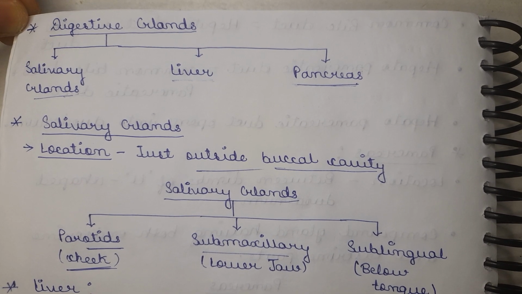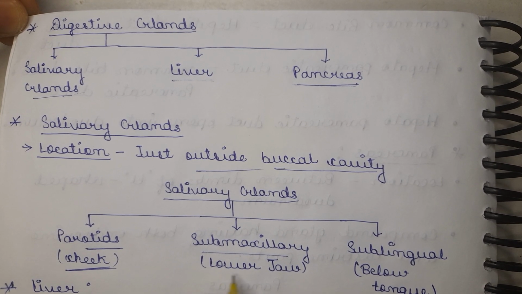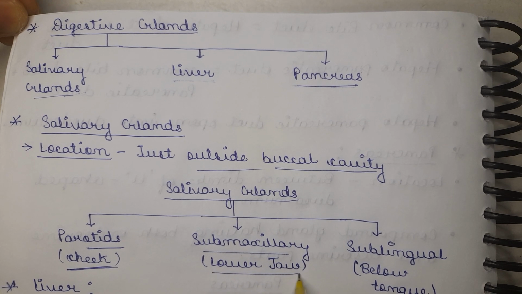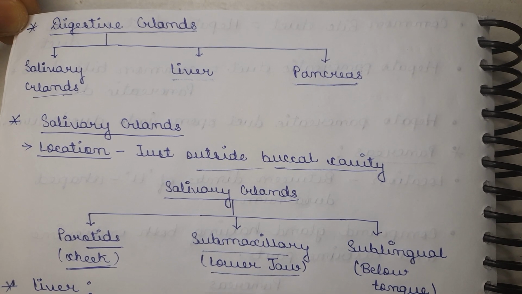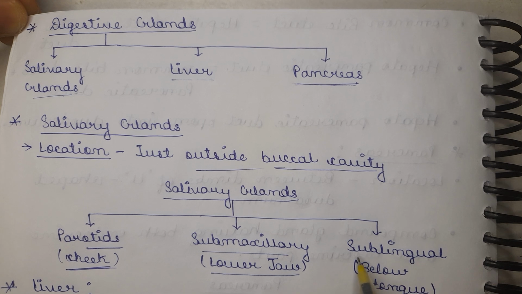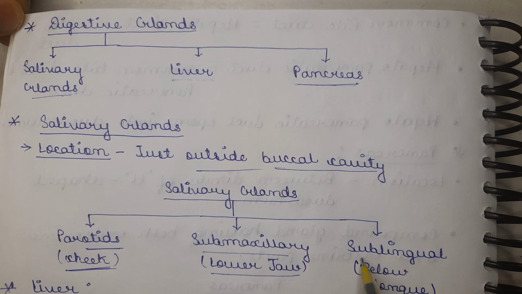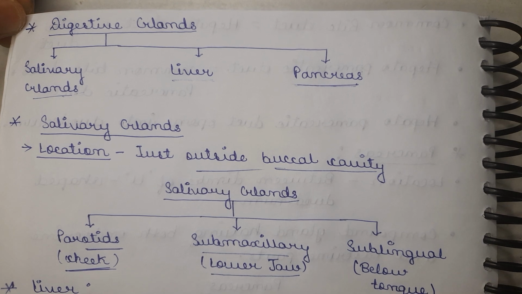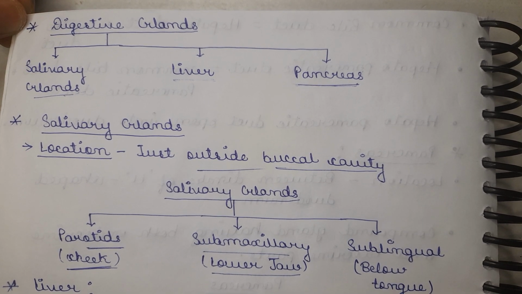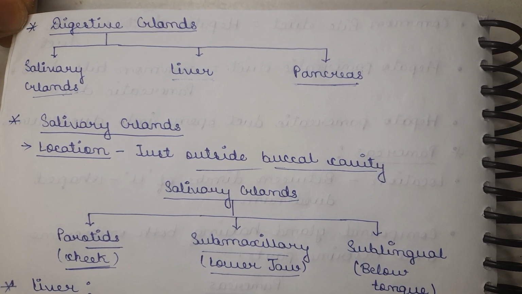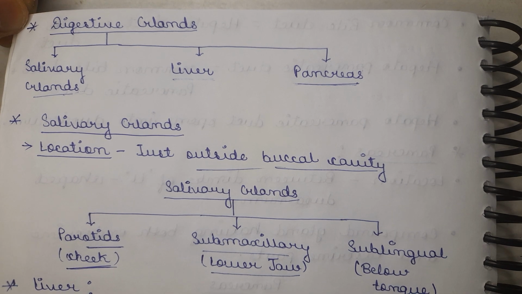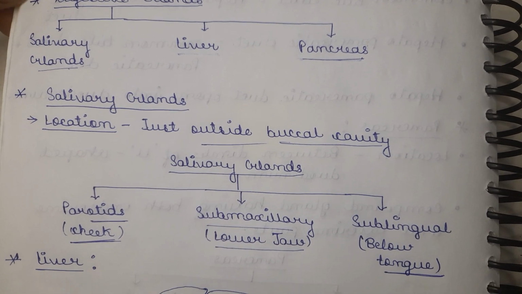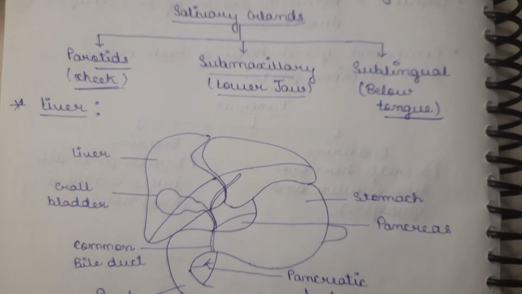Submaxillary is also known by the second name, submandibular, and its location is on the lower jaw, that means the base of the mouth. The third salivary gland is also known as the sublingual. Sublingual is located below the tongue. So these three are the salivary glands that secrete saliva and are located at different positions inside our mouth. Now we will start a topic about the liver.